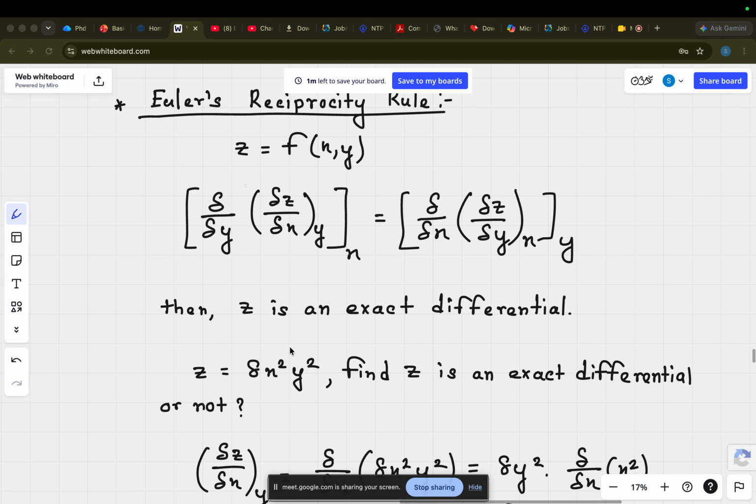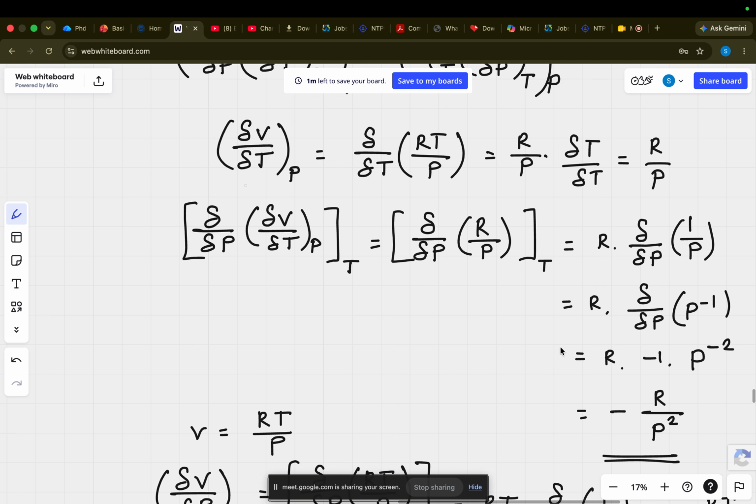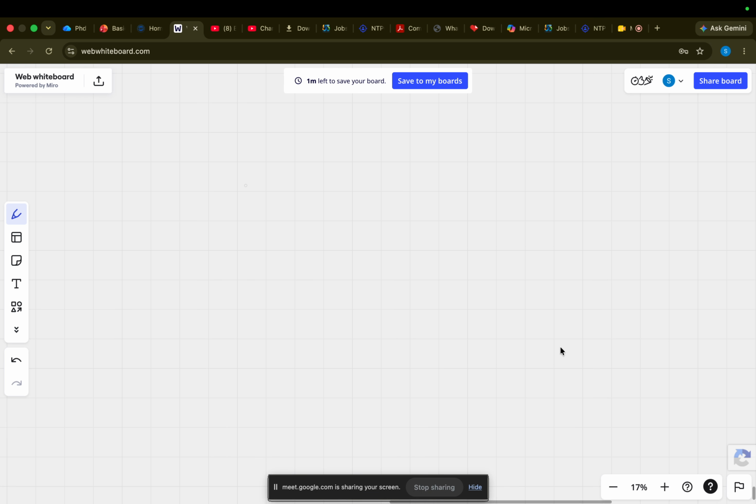And if it follows this condition, del y of del z by del x at constant y, at constant x, is equal to del x of del z by del y at constant x, and overall constant is y, that time we can say that z is an exact differential. So today we will start after that. For ideal gas equation and van der Waals gas equation, we discussed yesterday. Just go through the video, otherwise you cannot understand.